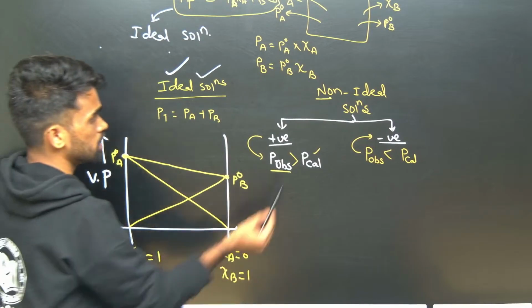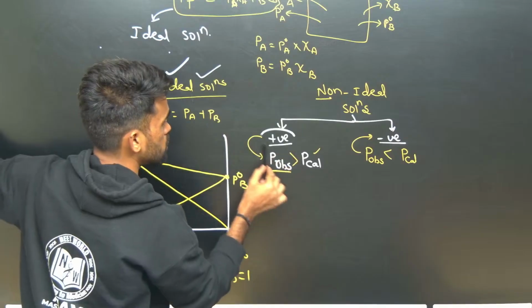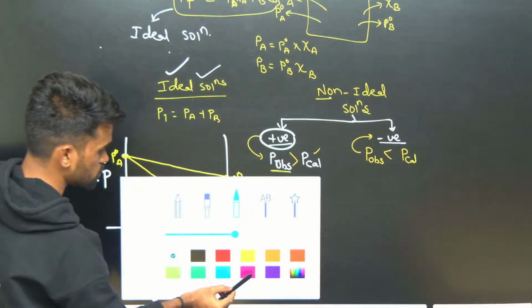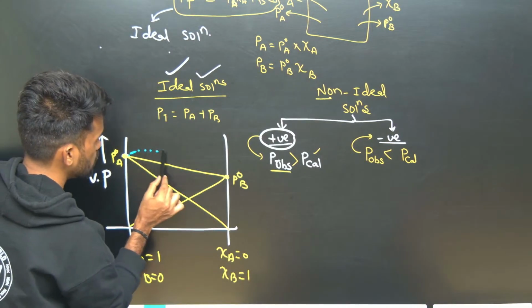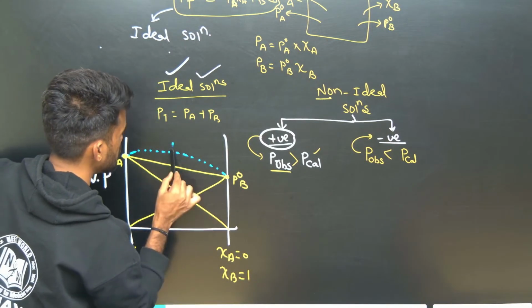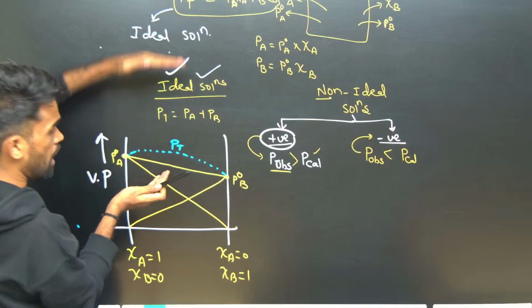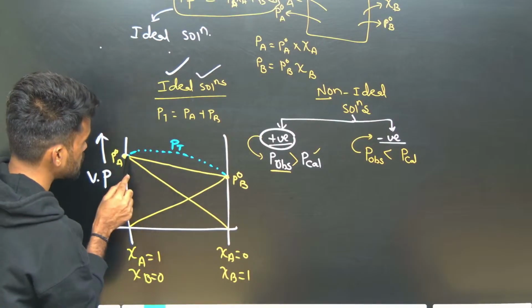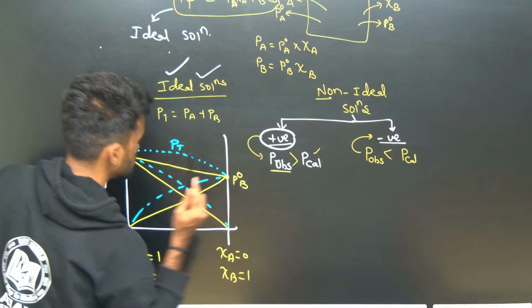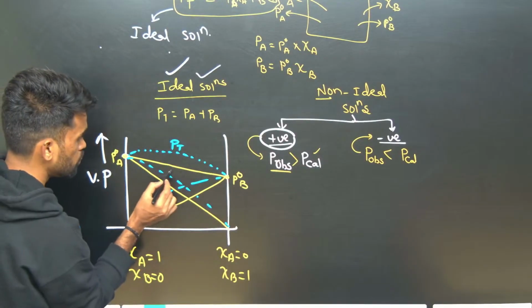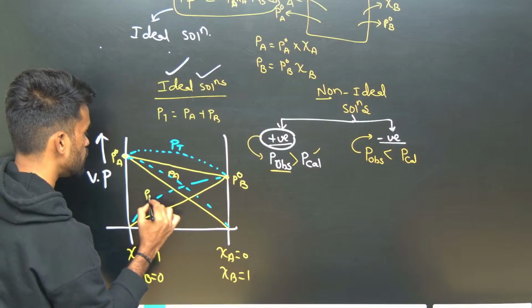Now for non-ideal solution, for positive deviation, you will see the curve something like this. So P total will be something like this. You are seeing it is having higher values. Similarly this line also goes something like this. So this is PA, this is PB.